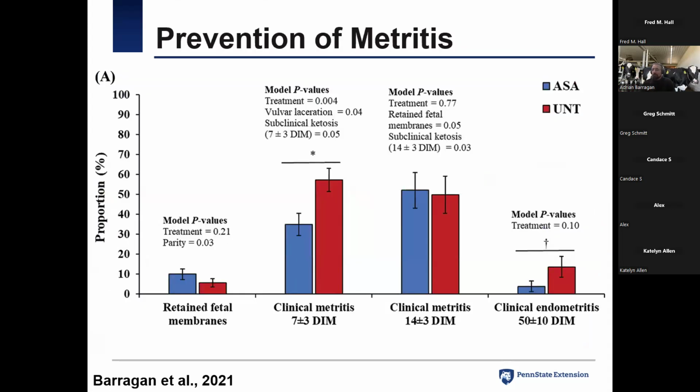And the effects that we have on prevention of metritis were very interesting. We actually found a decrease in metritis incidence at 7 plus or minus 3 days in milk. And we also found a decrease in clinical endometritis in the animals that were treated with aspirin, right?